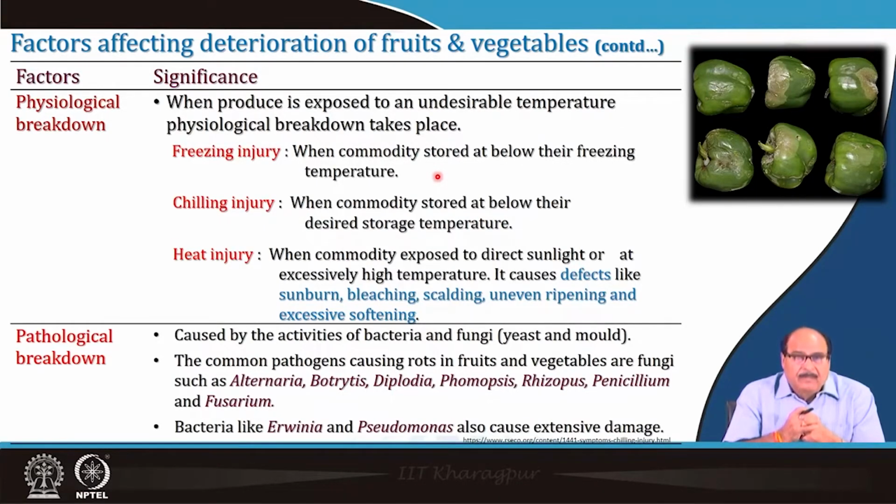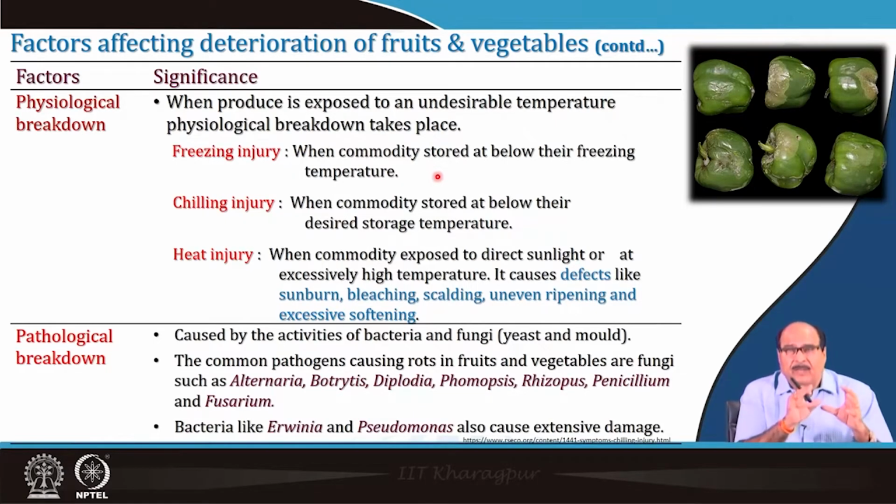Physiological breakdown, particularly when the produce is exposed to an undesirable temperature, maybe post harvest, may take place. For example, freezing injury, when the commodity is stored at an abnormally low temperature, particularly lower than its freezing point temperature, then it may result in freezing injury.